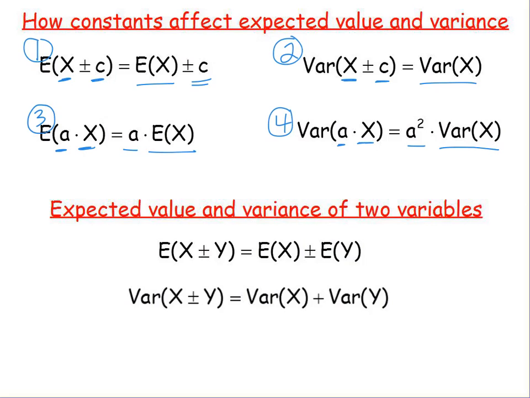Now what happens if we combine two variables altogether? Two totally different variables. So if you are adding or subtracting two different variables, you simply add or subtract their two expected values. Pretty simple. This is going to be equation number 5. And our last equation, equation number 6, if you add or subtract two variables, variance, the big difference is variance is only addition. Whether you're adding or subtracting doesn't matter, it's always addition.